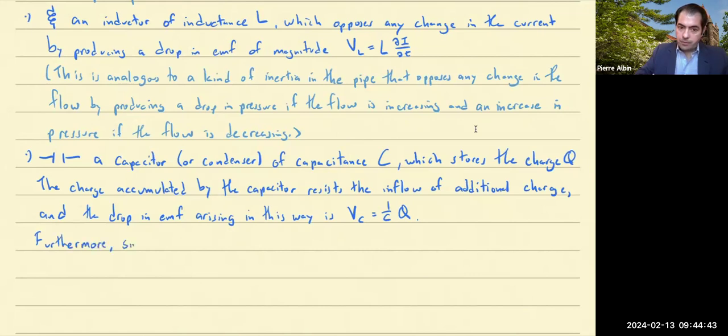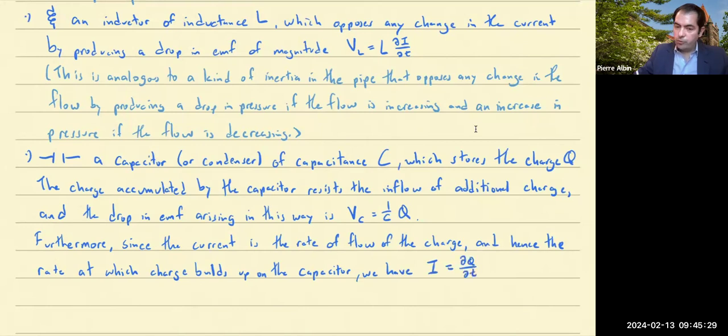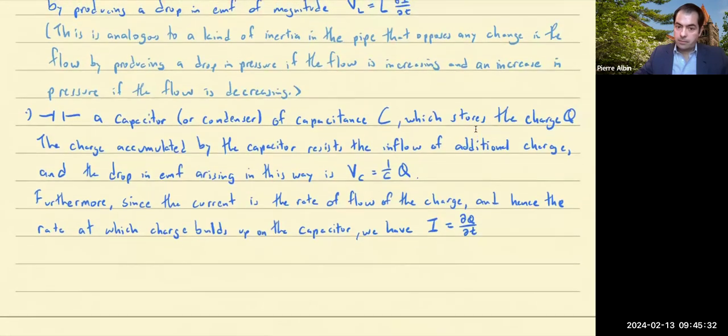Furthermore, since the current is the rate of flow of the charge, and hence the rate at which charge builds up on the capacitor, we have that capital I is equal to the derivative of Q with respect to t.